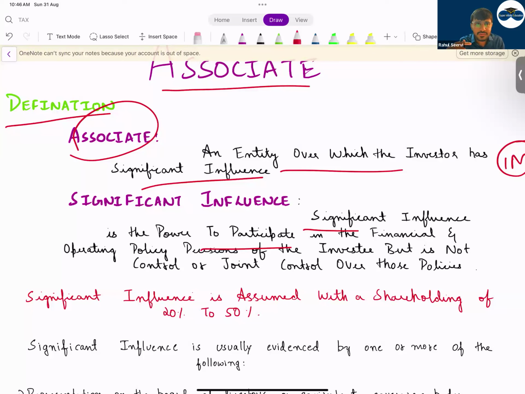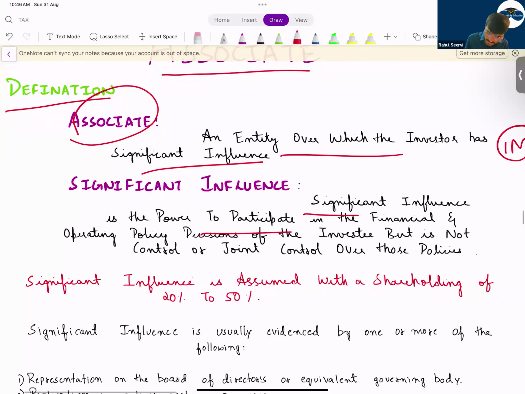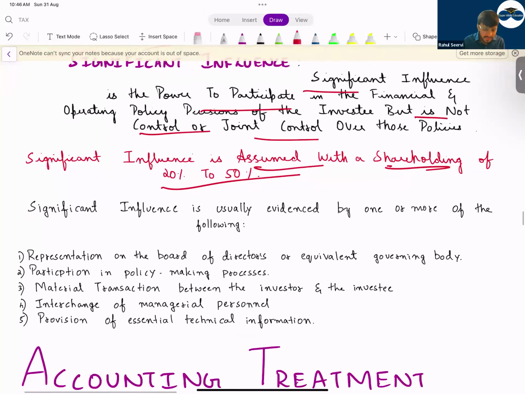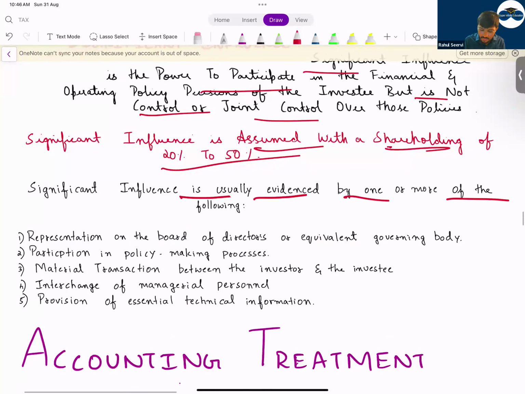You can give your advice. Whatever you say, they will not necessarily follow. You can only give your advice. So it is not control or joint control. What is joint control? We'll come to this. So significant influence is assumed with a shareholding of how much? 20% to 50%.